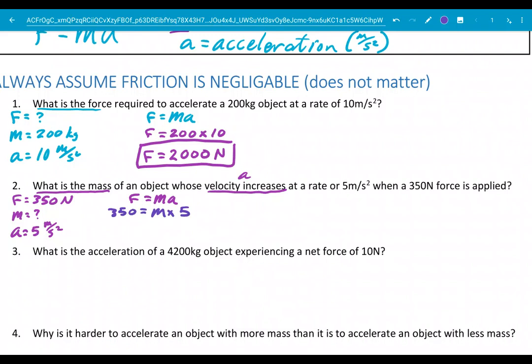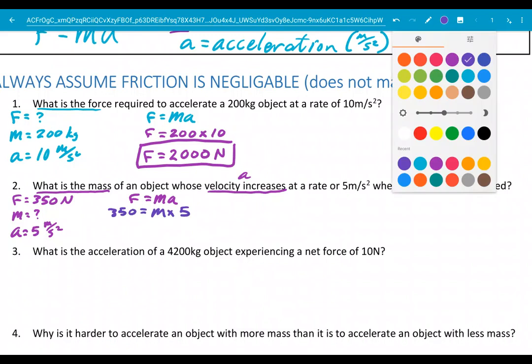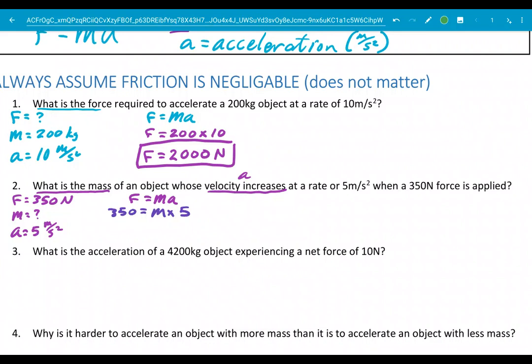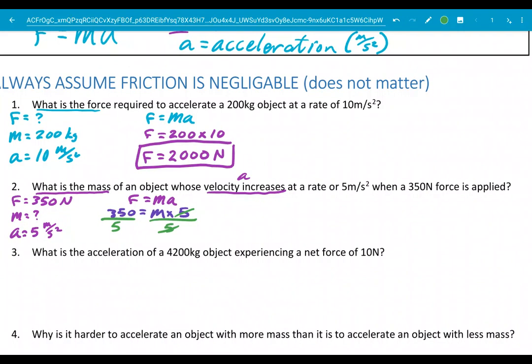Okay. Now, I want you guys to be careful when you're solving these kinds of questions that you're not just grabbing two numbers and multiplying them together or grabbing two numbers and dividing them, because you can see we're not always multiplying and we're not always dividing. In this case, because we're trying to get the M by itself, we will be dividing both sides by 5. Okay, and remember, when you're typing in 350 divided by 5, you're going to do it exactly in that order.